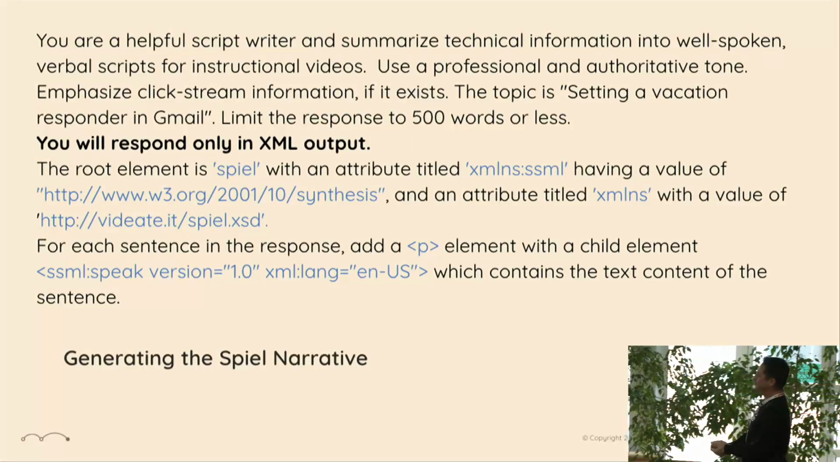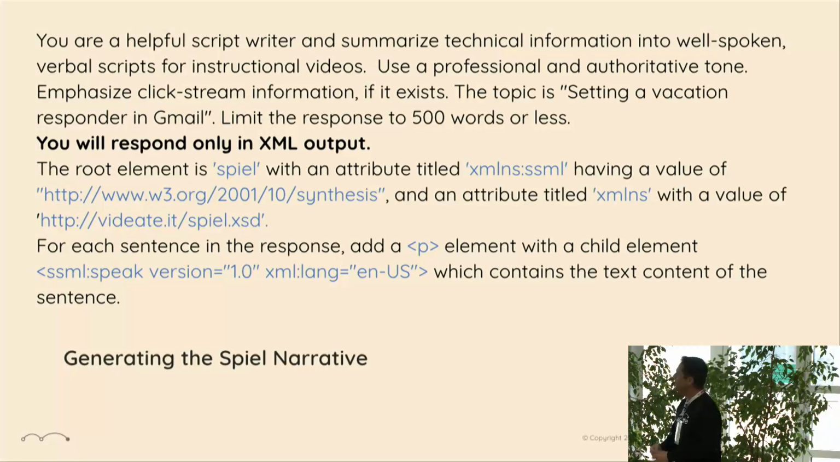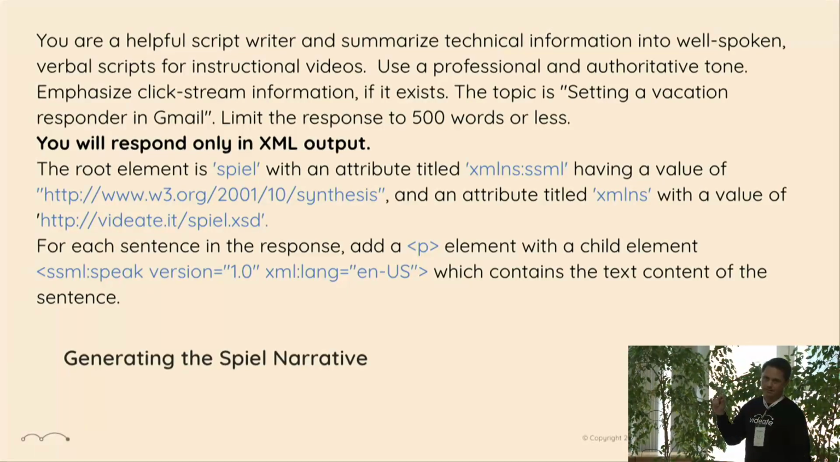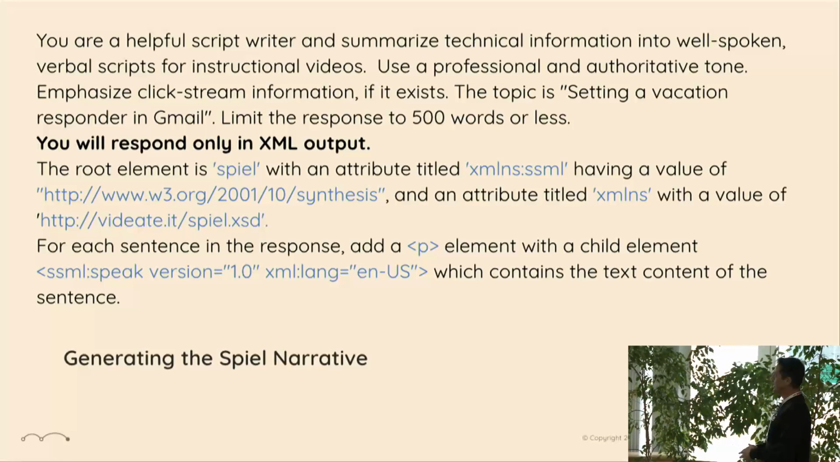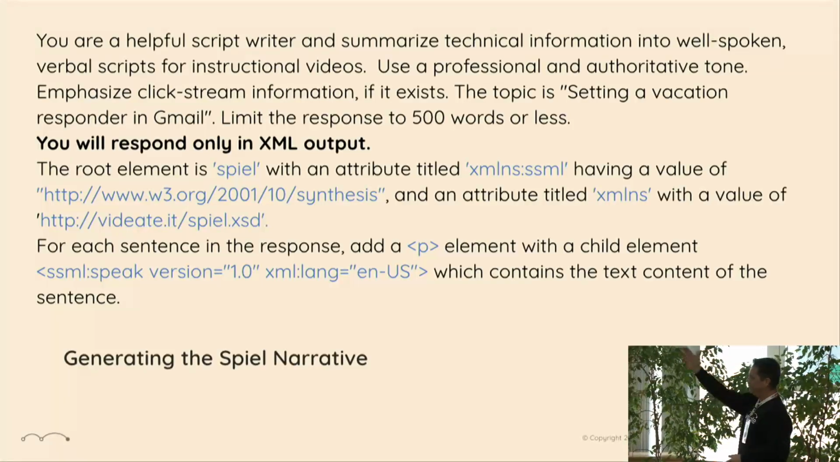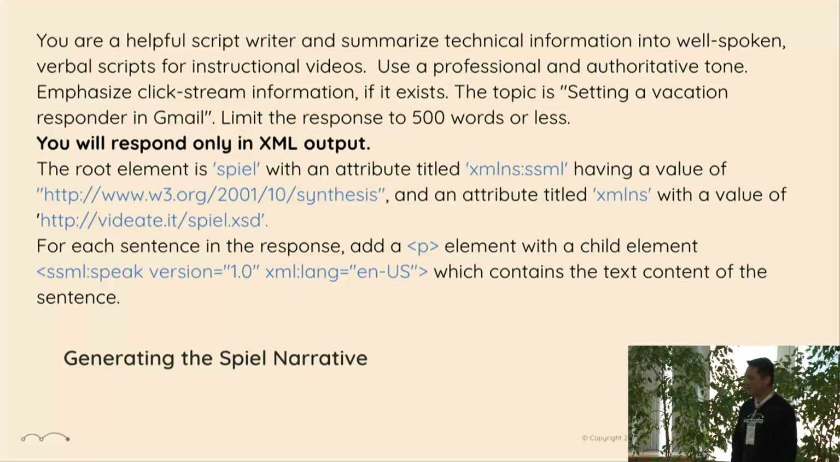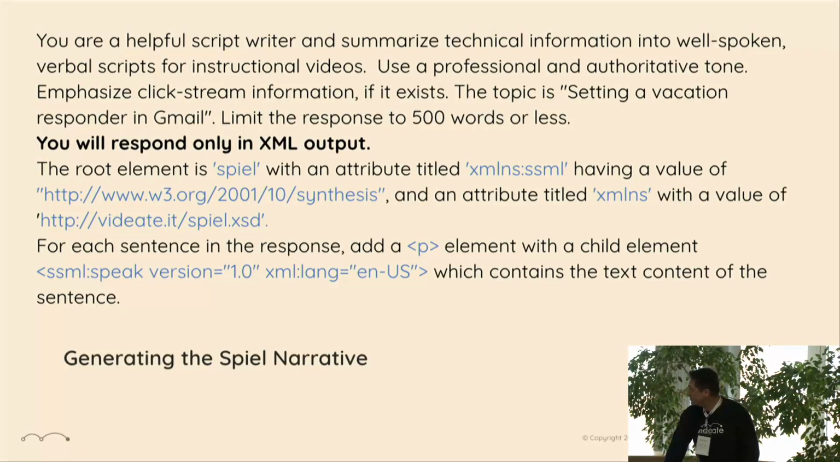And the root element is spiel with an attribute titled xmlns:xsml having a value of the URI, and an attribute titled xmlns with the value of Vidiate's spiel XST. So in that, we're adding the second namespace we need to be able to pipe this thing through xmllint shortly. For each sentence in the response, add a P element with a child element of that tag right there, which contains text content of the sentence. Okay, so this actually generated a lot of really decent results, and that's what I'm going to go through now.